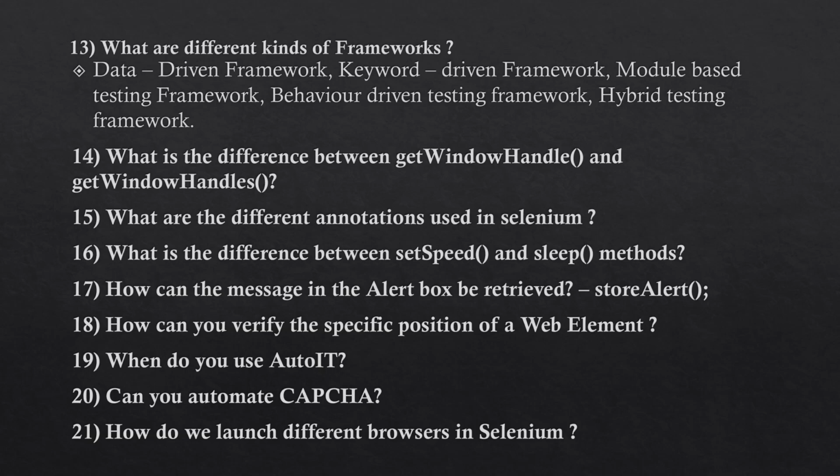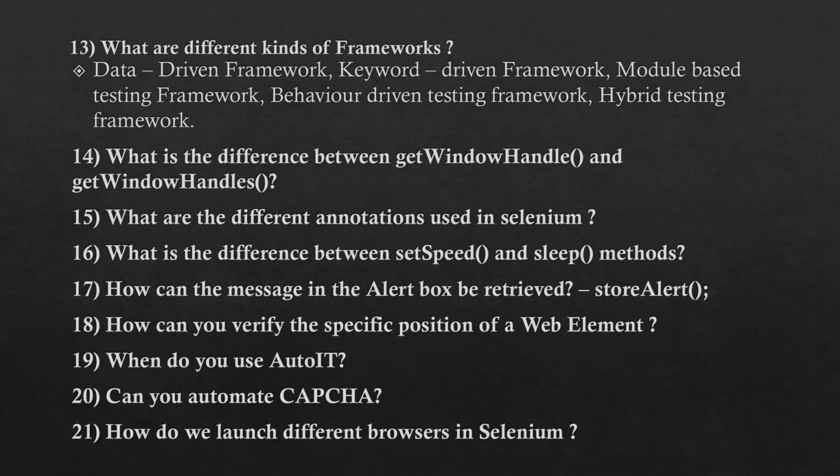How can the message in the alert box be retrieved? For example, if I click on any button in the UI, you get an alert message saying this field must be entered, or some similar scenario. During this time, I want to retrieve what exactly that pop-up or alert box is saying. In that case, we can use the storeAlert method. It will get the text from that particular alert box, or the message it is displaying. That is the purpose of the storeAlert method.